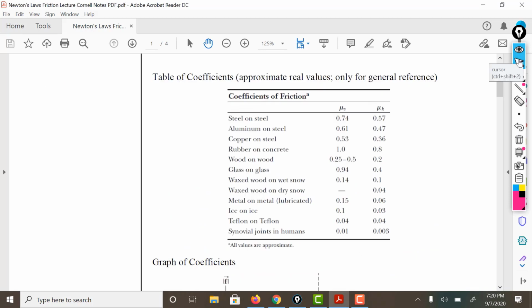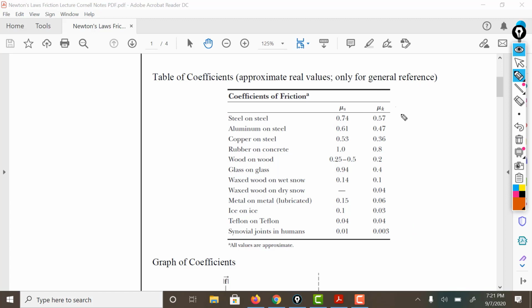So here's a table. These are only for reference. If I give you a problem and you're supposed to find the coefficient, then you're supposed to find it, not look it up. You're supposed to calculate it. Every problem is going to be different. However, let's point out some things. As you take a moment to notice these, you're going to notice this column is the static coefficient, and this one is for the kinetic coefficient of friction.